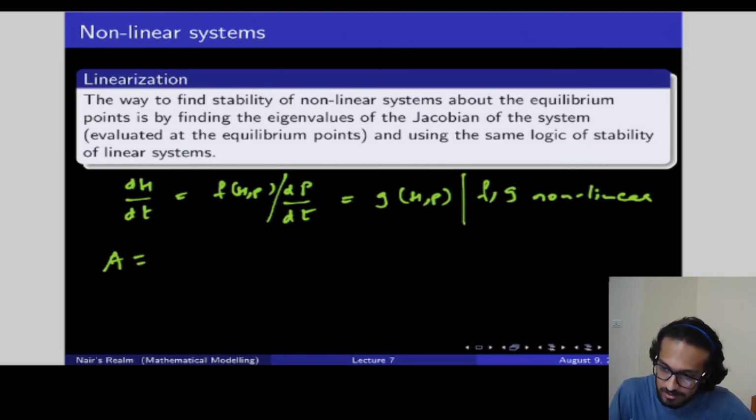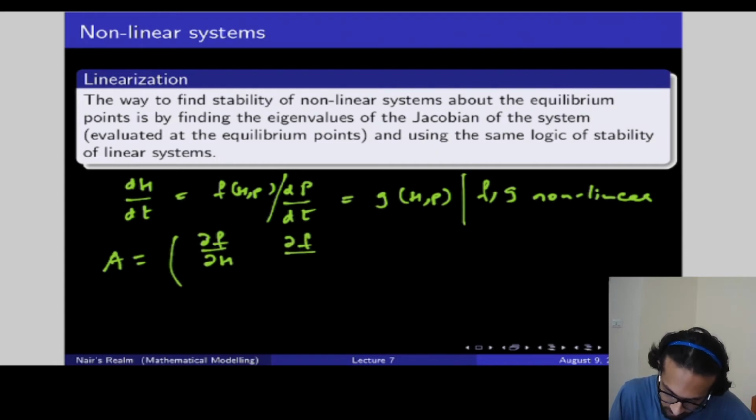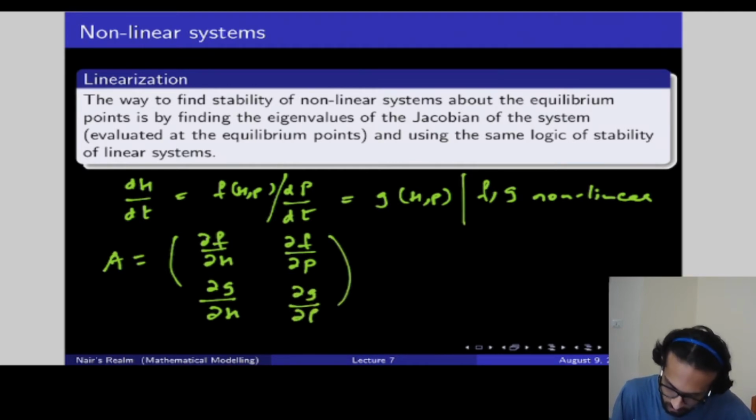So A, which is nothing but the Jacobian, will be the matrix ∂F/∂H, ∂F/∂P, ∂G/∂H, ∂G/∂P. Now this is the Jacobian matrix. Because we have two dimensions, it will be a two-dimensional matrix. But this is not the linearized matrix yet.